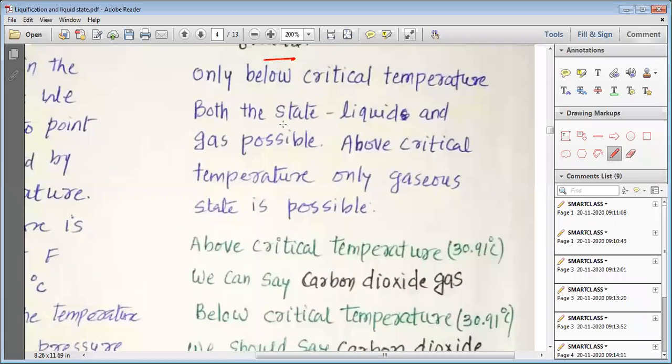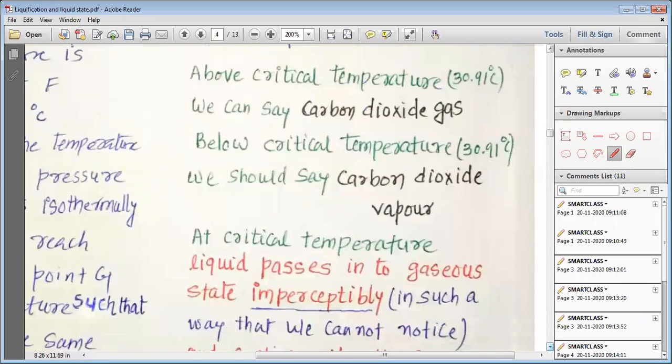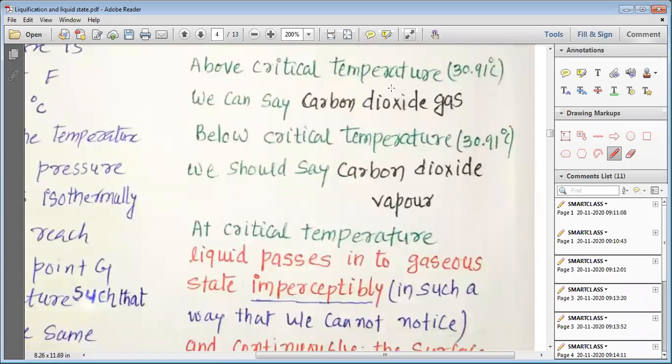Only below critical temperature, both the states, liquid and gas, are possible. So, below the critical temperature, we can have both the states simultaneously, that is, gas and liquid. Above critical temperature, only gaseous state is possible. So that is what we can easily understand, that above critical temperature the gases cannot be liquefied, and that is why above critical temperature only gaseous form is possible.